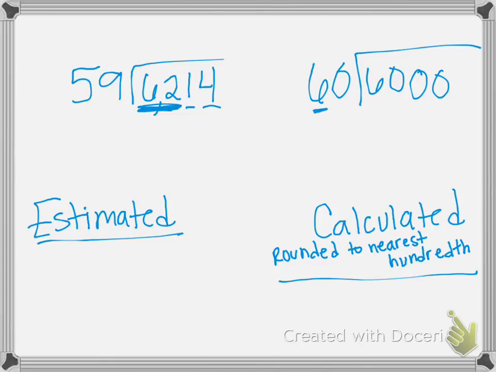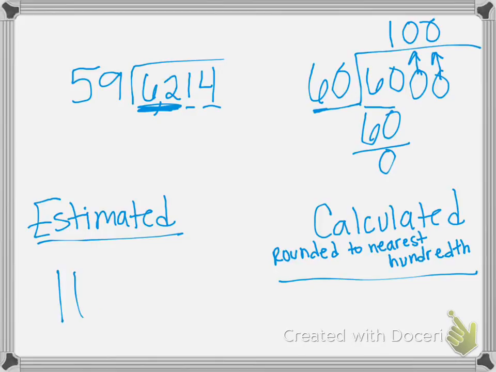So to solve this estimated problem, we would say 60 goes into 60 one time. 1 times 60 is 60, get a 0. Now we can either do it the long way or we can just make these zeros come up so we get 100. So this is our estimated answer. Estimated answer is 100. Now in our calculator, we need to type it in the long way. And remember, you want the big number first. So we want 6,214 divided by 59. So go ahead and type that in your calculator.